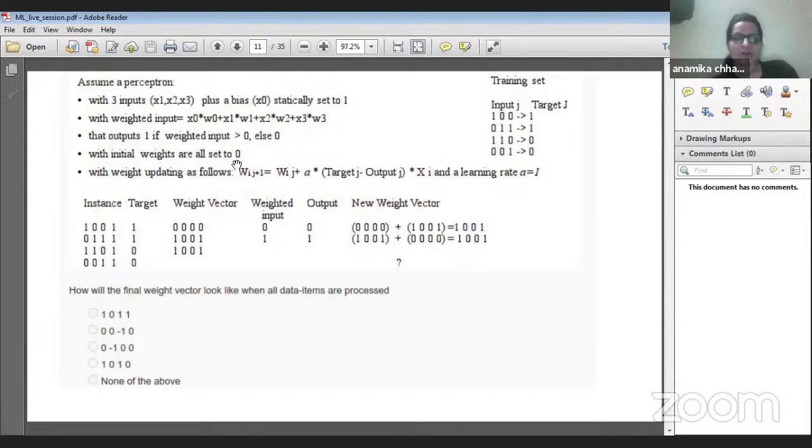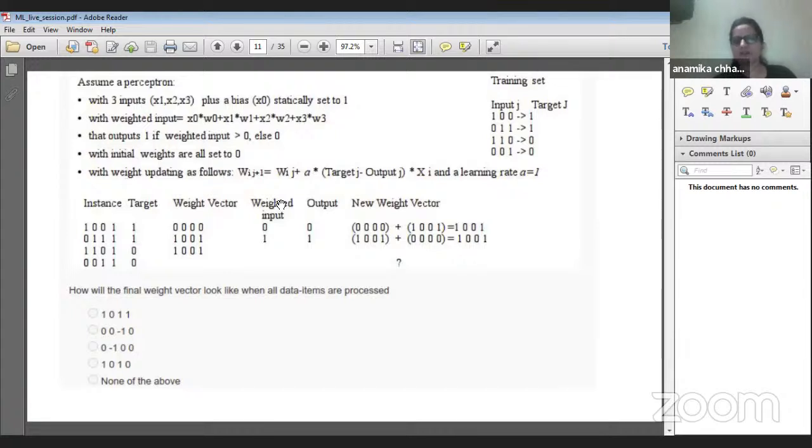The initial weights are all set to 0. So you have to do some initialization, and generally they set it to 0. So 0 0 0 0 is going to be the weight vector initially, as you see in this table. And then, as I said, we compare the final output with what we wanted, that is the target, that is given to us again. And based on the difference, we update the weights.